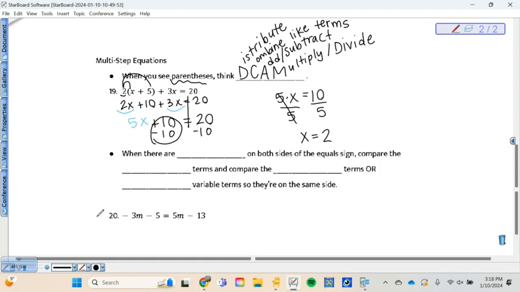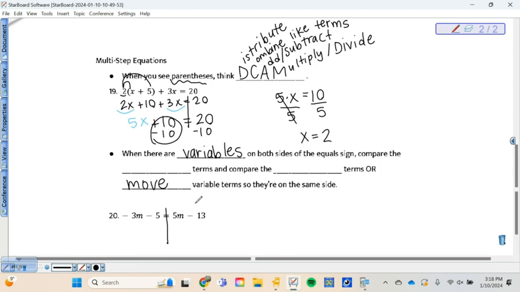And, well, let's look at number 20. What's different about number 20 than all the rest of the equations that we've seen? Good, there are variables on both sides. I have an m over here and an m over here. So when there are variables on both sides of the equal sign, there are kind of two ways to go about it. The first thing we can do is move my variables so that they're all on the same side of the equal sign.